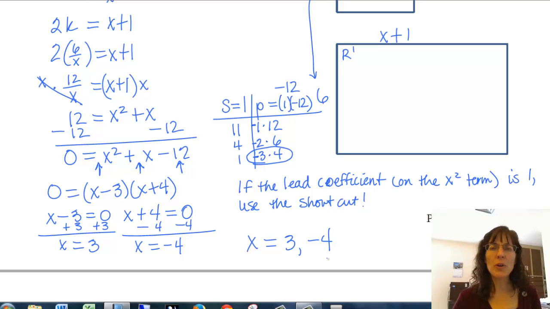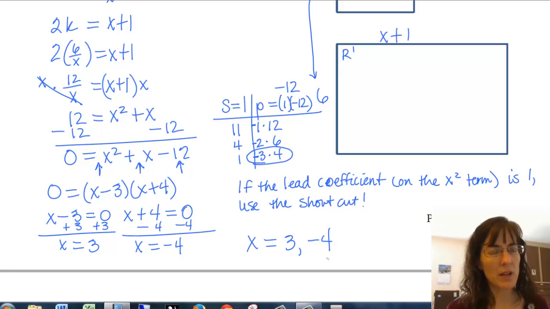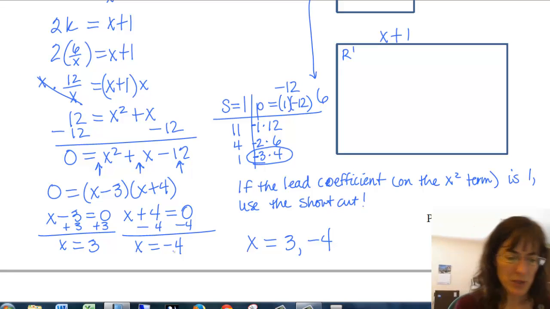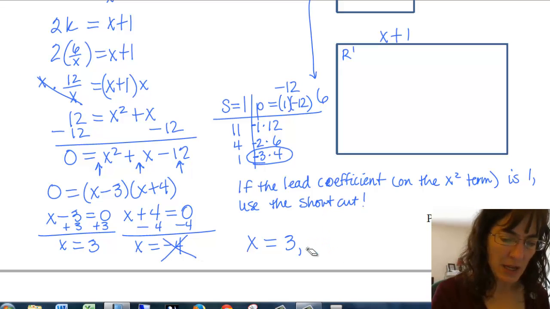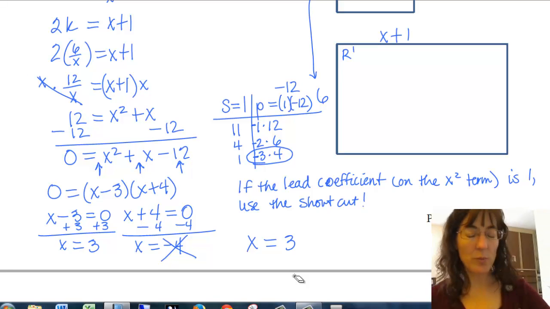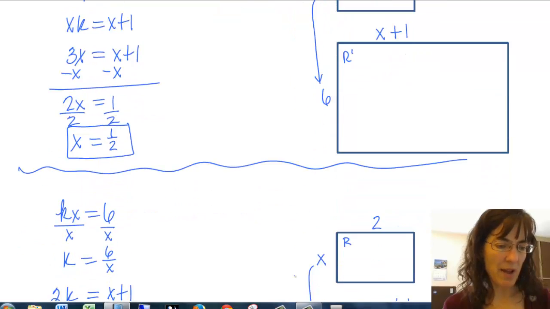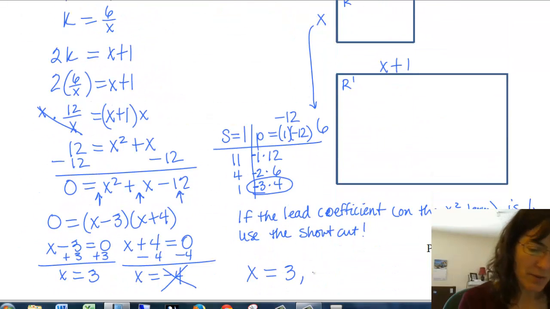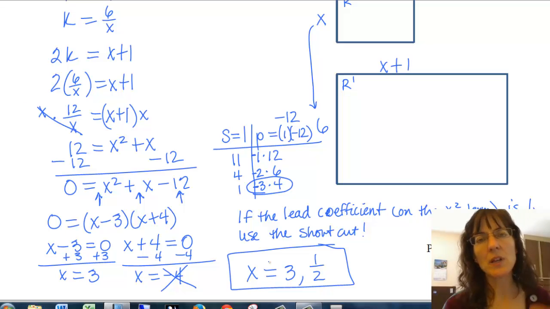But remember, I can't have a negative length. I can't say my width is a negative 4. That just won't work. So I have to ignore that solution that I came up with, and I can only use the positive 3, which is going to be paired with that 1/2 that we already got. So I have two possible solutions for this set of rectangles. And as you can see, I had to do it as two trials. There was no way for me to get it just using one arrangement or the other.